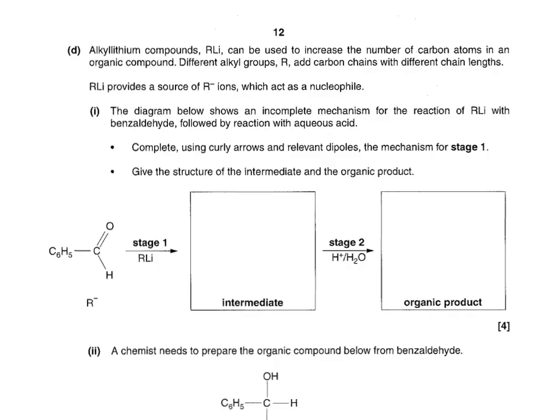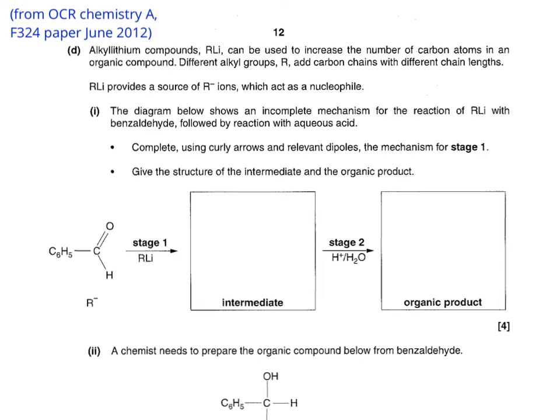So now we're going to look at an exam question. It's actually from an OCR paper, and it would have been very challenging for the candidates who took this particular paper. But if you take a few minutes to just have a look at the top part of the question, you can see quite clearly that they've summarized some of the things we've talked about during this clip. So they want us to complete a mechanism for stage 1, where you've obviously got an alkyl lithium compound, which is denoted here by RLi, reacting with benzaldehyde.